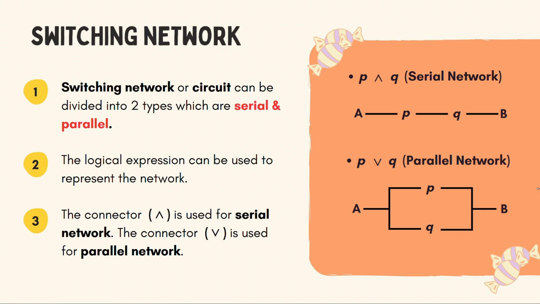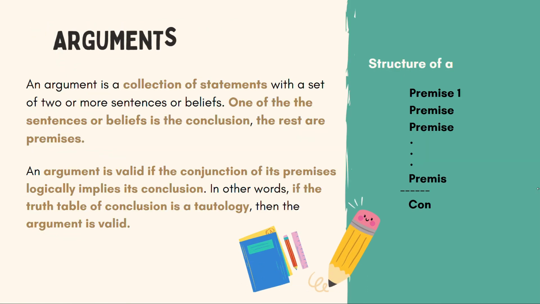As for the parallel network, there will be more than one line in one circuit. This will be the last part of me explaining a subtopic before I give the speaker to someone else. So we have arguments. An argument is a collection of statements, a set of two or more sentences or beliefs. One of the sentences or beliefs is the conclusion.